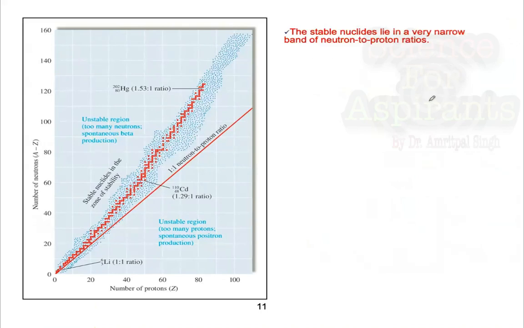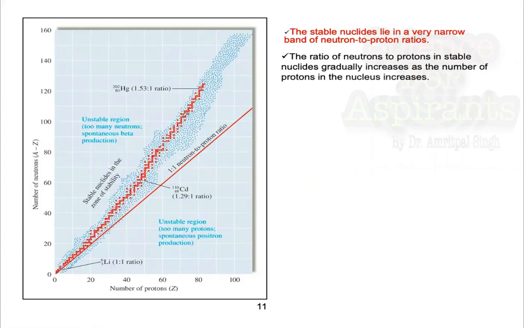The stable nuclei lie in a very narrow band, which is representing this neutron to proton ratio. These red dotted lines are representing the most stable nuclei which exist in our periodic table. The ratio of neutron to proton in stable nuclei gradually increases as the number of protons in the nucleus increases. So as we increase the atomic number, this ratio gradually increases: for 20, the ratio is 1. For rubidium, this ratio is 1.25. For a higher atomic number, this ratio is 1.53.